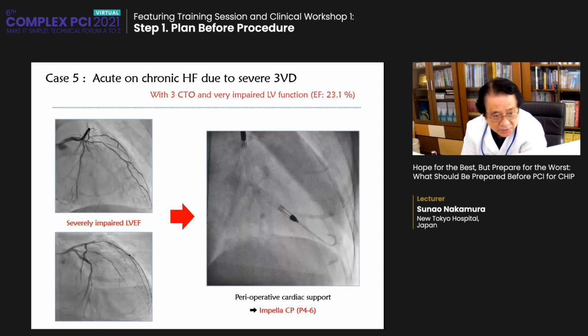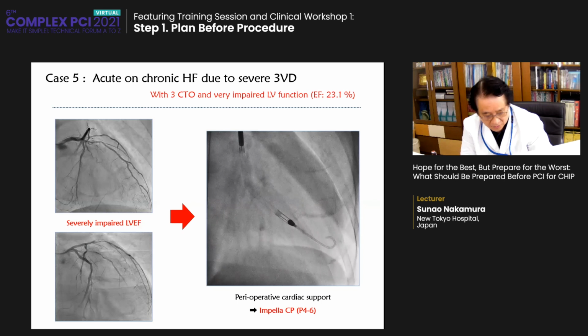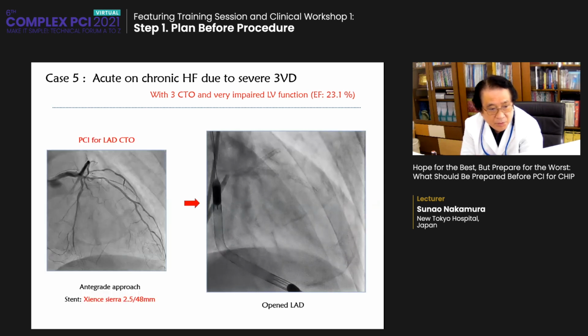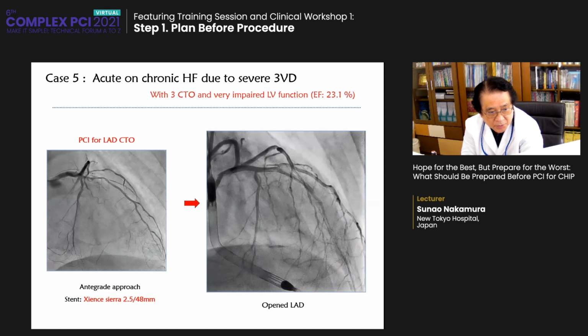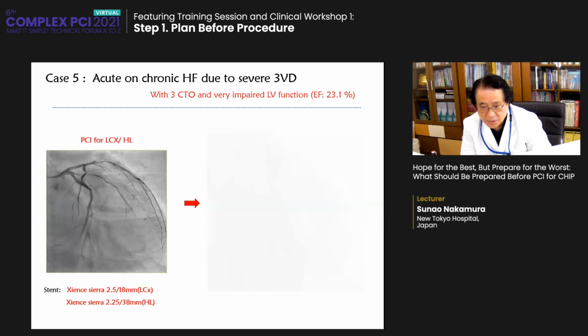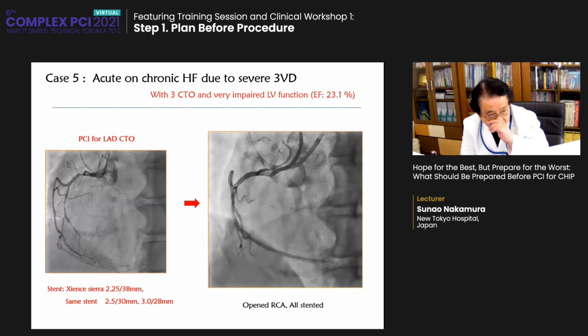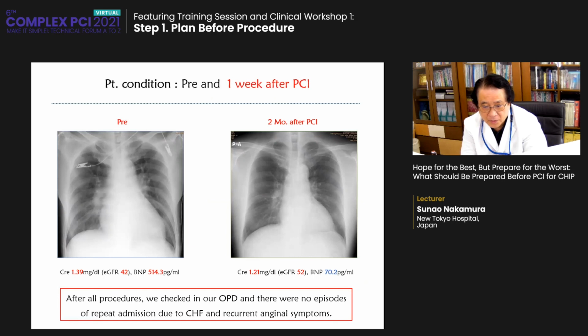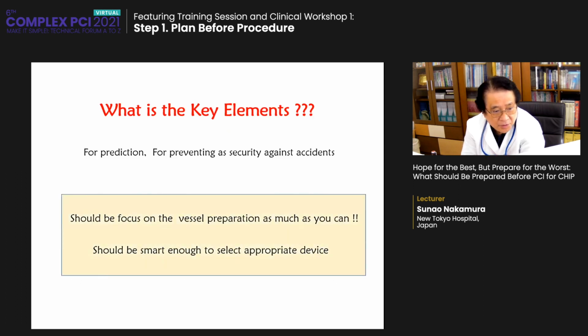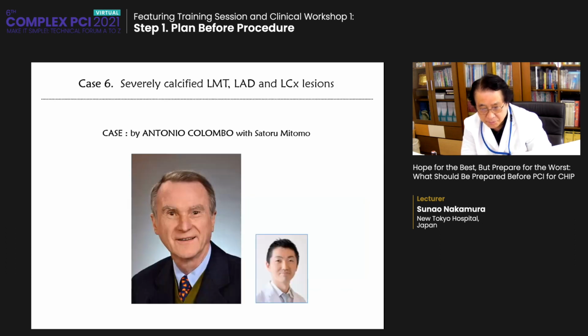Currently, we have a great cardiac support device named the Impella. If you use the Impella very safely, we could finish opening up the LAD, and then circumflex, and then RCA, almost at once without patient collapse. One week after PCI, we have a beautiful chest X-ray showing a complete recovery from the heart failure, with BNP dramatically reduced to 70. Using an appropriate supporting device is very useful. Next key element is vessel preparation.